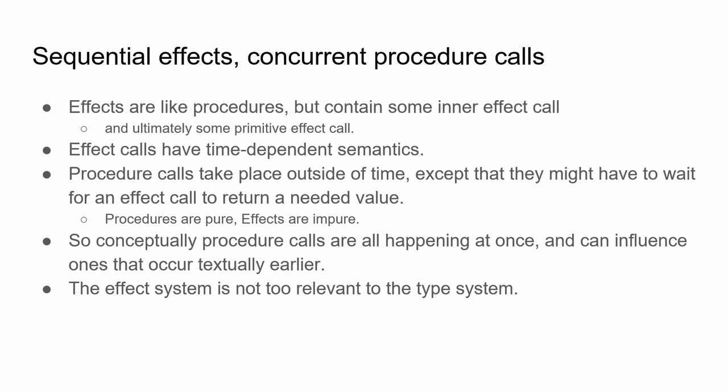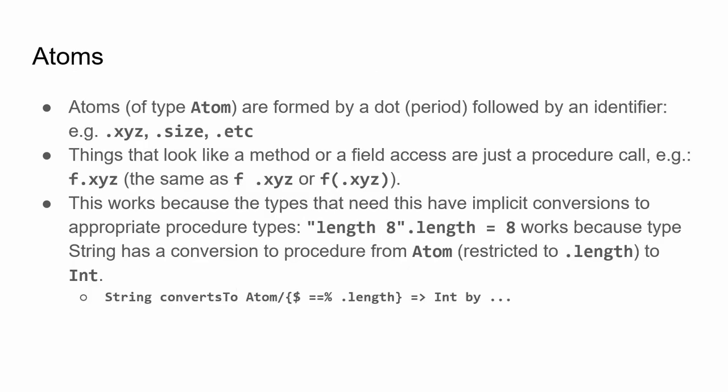And I guess all I really want to say here is that we won't be talking about effects because they're not too relevant to the type system. So the first thing we need to know about is atoms. Atoms are formed by a dot followed by an identifier, like .xyz, .size, something like that.